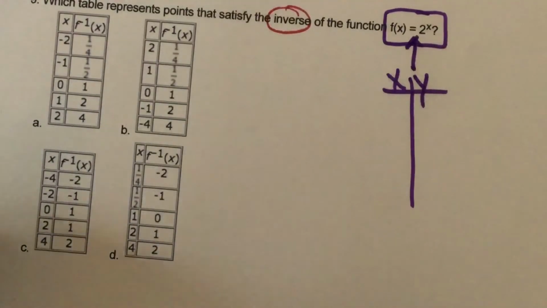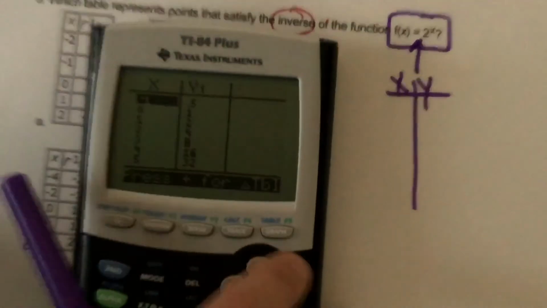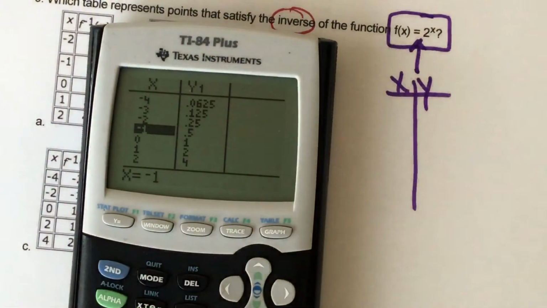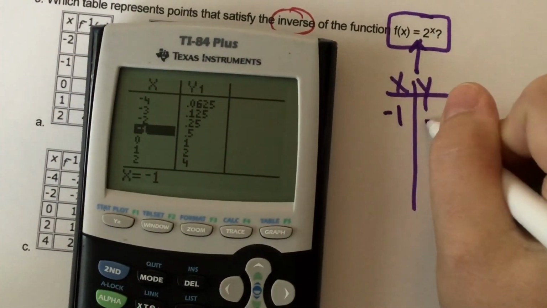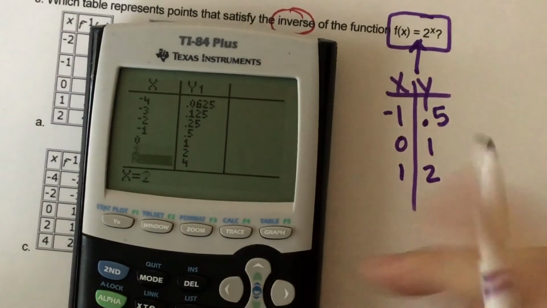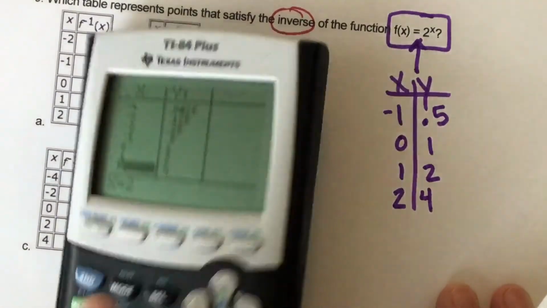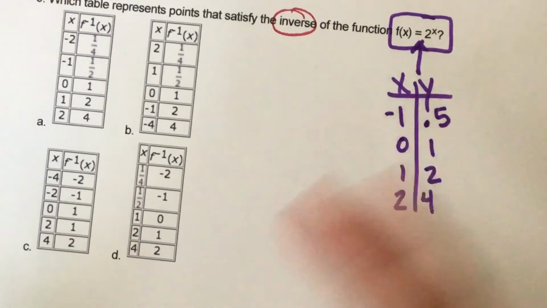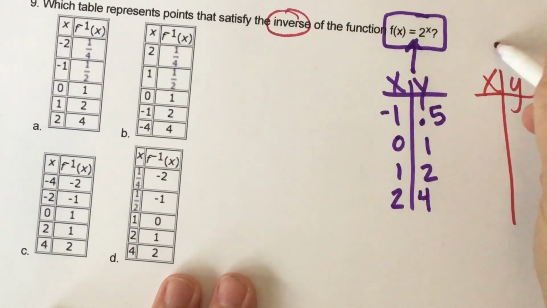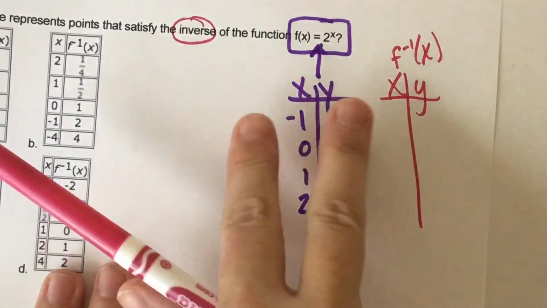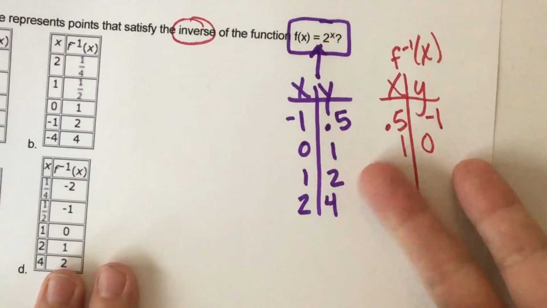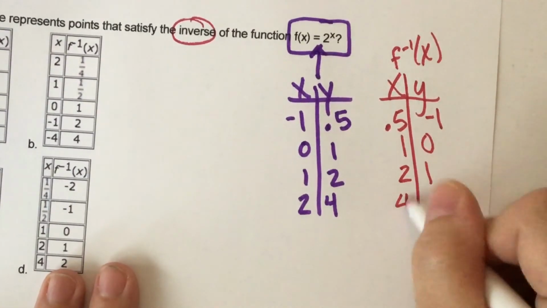Okay, looking at these, we do have some in the negatives, so let's do a few in the negatives. I'll just try to do the pretty ones. All right, so we've got negative 1, 0.5. We've got 0, 1. We've got 1, 2, and 2, 4. Okay, now I need to see if we were to flip all these over, which of these shows that. So this is going to be my inverse of f of x. If I flip this around, I get 0.5, negative 1. If I flip this around, I get 1, 0. If I flip this one around, I get 2, 1. And if I flip this one around, I get 4, 2.